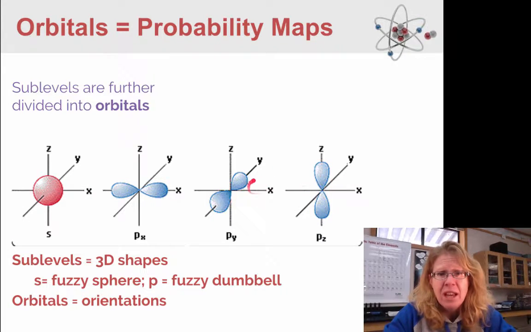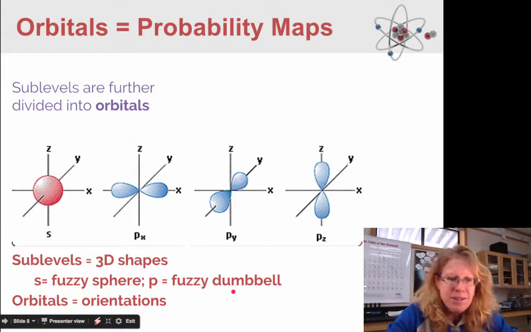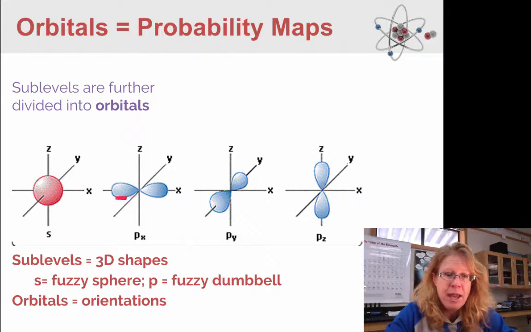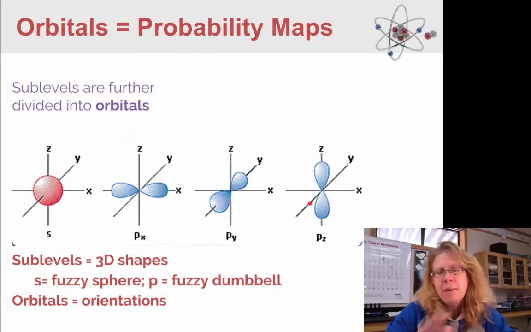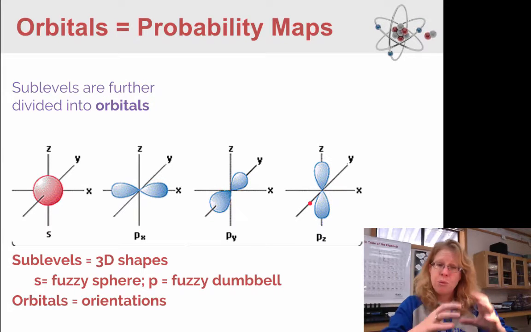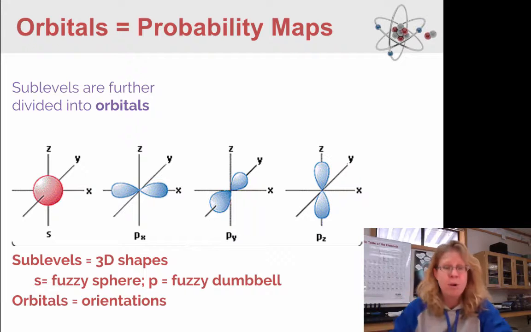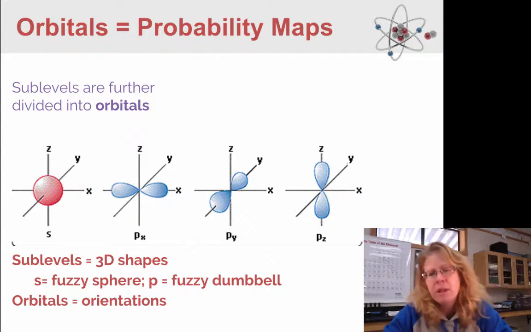There's that fuzzy sphere, fuzzy dumbbell kind of shape, and here you can kind of see what that in-and-out one should look like. We call those fuzzy dumbbells, which is fine. The orbital is simply which one is it? Is it this particular P, or is it this particular P, or is it the third possible P? So we call them PX, PY, and PZ. I'm not going to test you on that at all, but know that there's three different orientations. S has one, and then the P is further broken apart into three. Yikes, right?